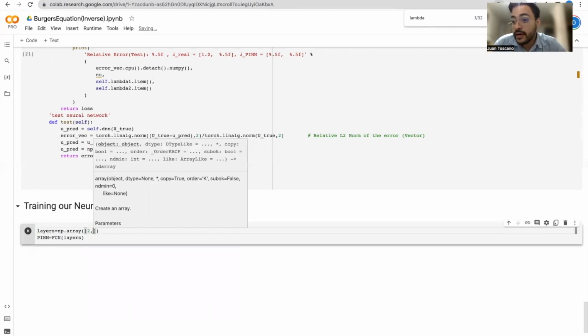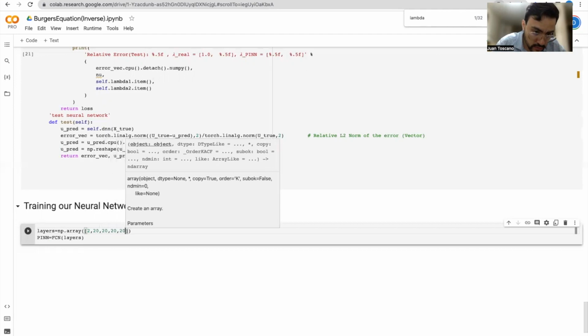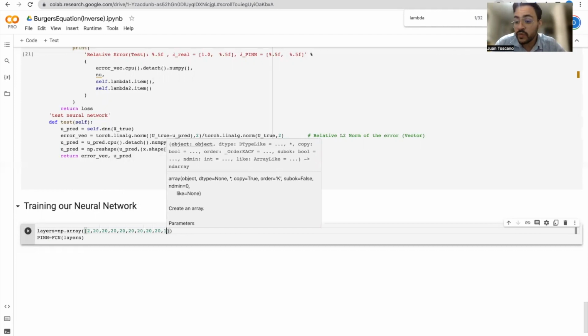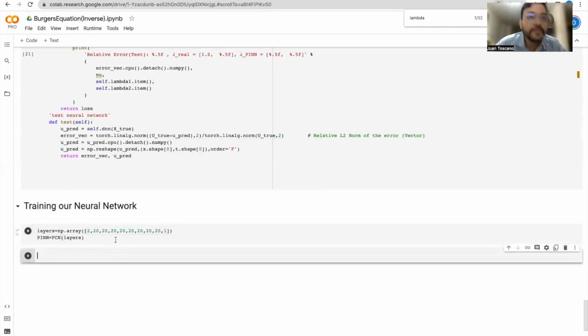Then let's give it a certain number of hidden layers. In this case, we will use 8 hidden layers of 20 neurons per layer, so it's just typing 20 eight times. And the last value should be 1, since the only output that we're getting is the velocity. So that should work.